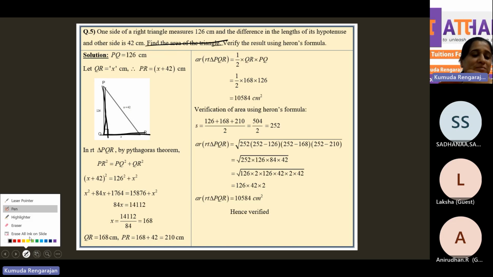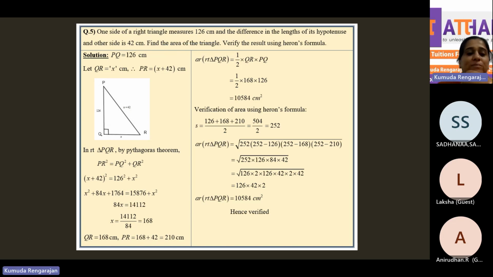That's fine. Okay. So half into base, which is QR, and height is PQ. So you can see here and find the area. Next, you need to verify the result using Heron's formula. So you know all three sides, find the semi-perimeter and find the area using Heron's formula. We'll get the same answer.